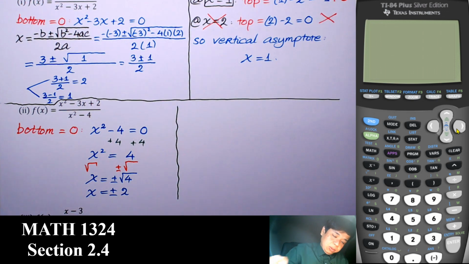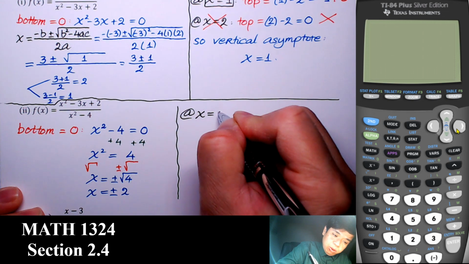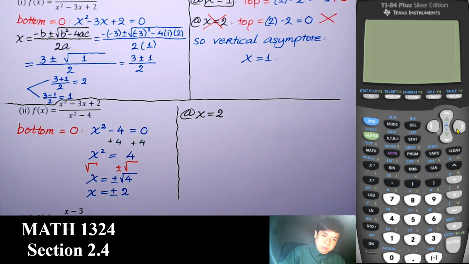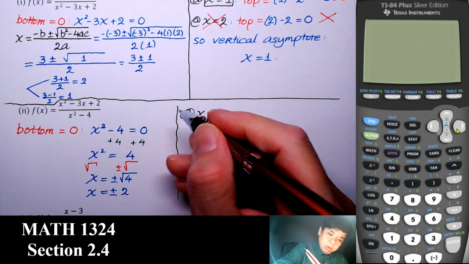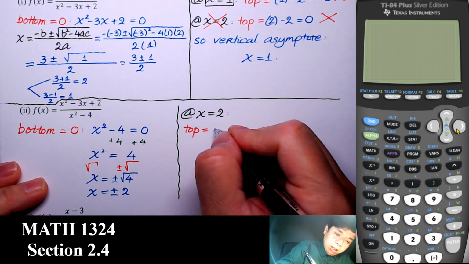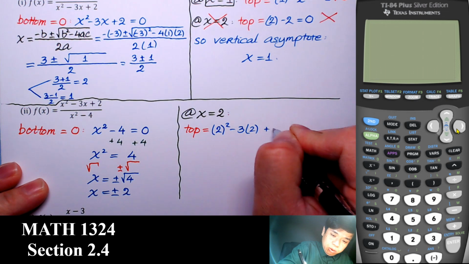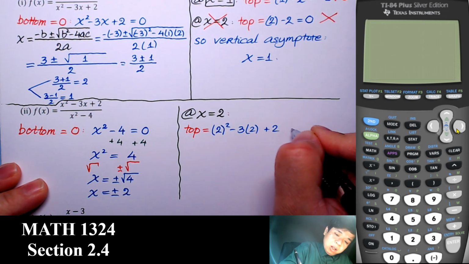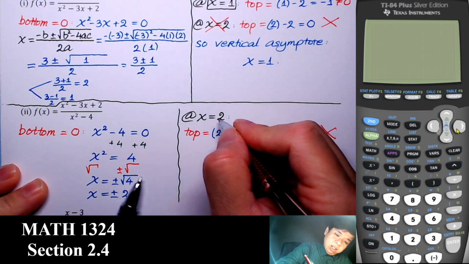Now we check. When x equal to 2, the top equal 2 squared minus 3 times 2 plus 2, 4 minus 6 plus 2, that equal to 0. Now if it is equal to 0, that doesn't work.